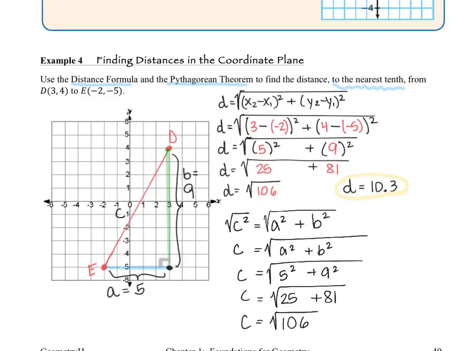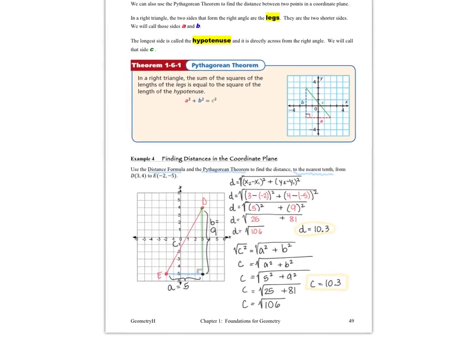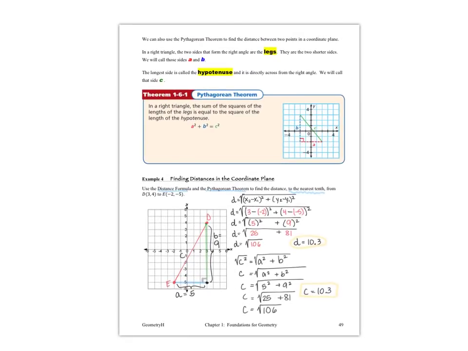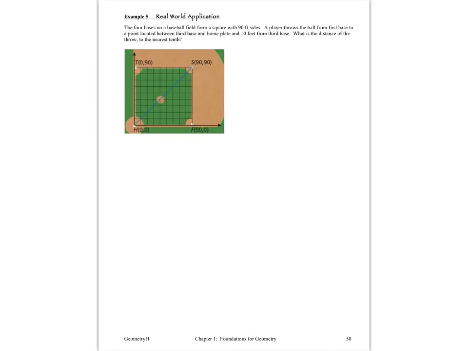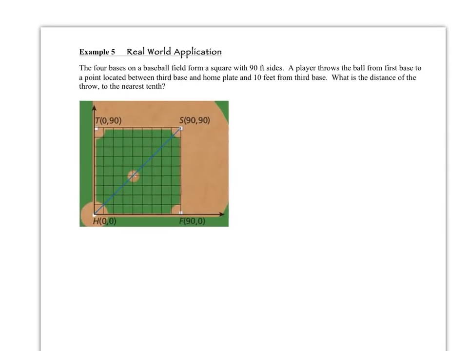So we realize that the length of the hypotenuse, when we round it to 1 decimal place, is 10.3, just like we did with the distance formula. So you can see how closely these two are related and how we get the same answer either way. So they're basically the same thing, the same tool. Let's take a look at a real-world example now.